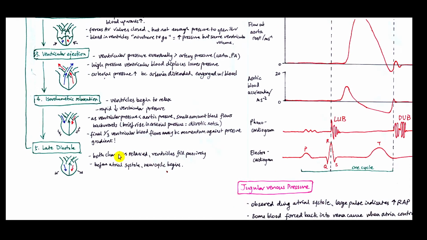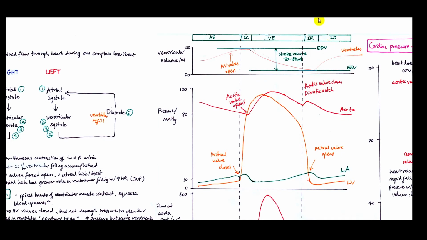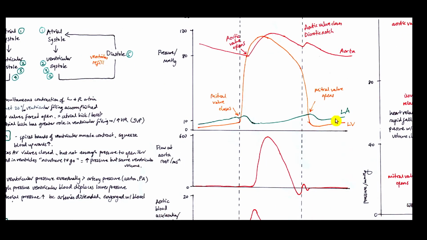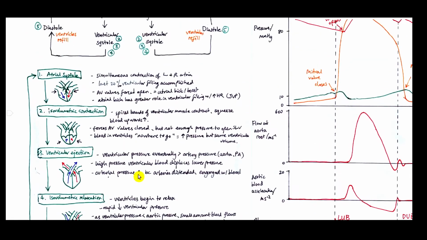So late diastole is when both chambers are relaxed and the ventricles begin to fill passively again, so ventricular pressure will increase again before atrial systole and a new cycle begins. So this last portion here is when the ventricles begin to fill again, the left atrium pressure starts increasing, so this comes back here, and then the ventricle pressure obviously starts increasing again as it fills. And then the cycle begins again.